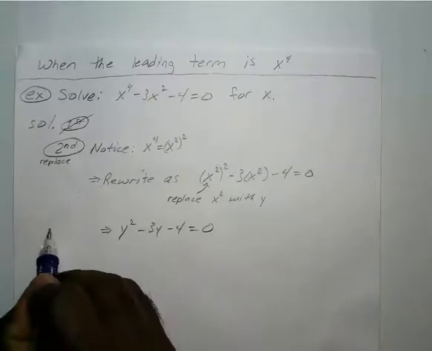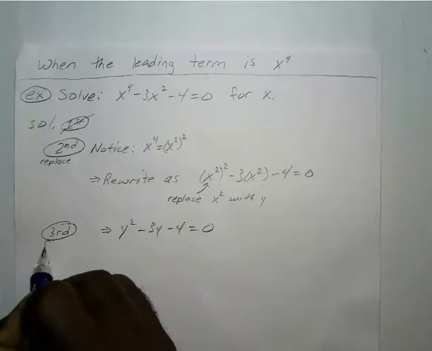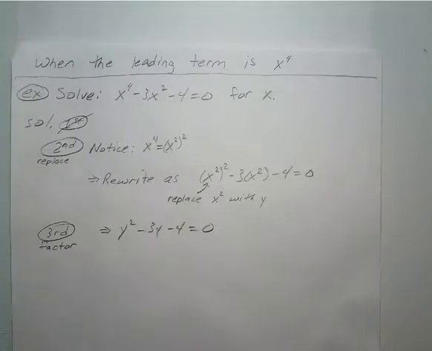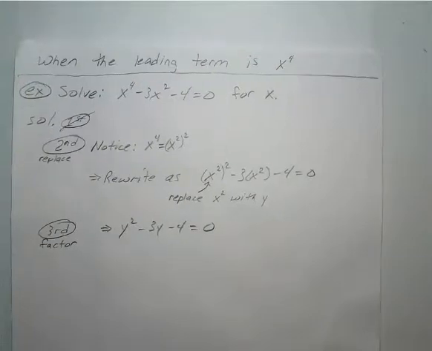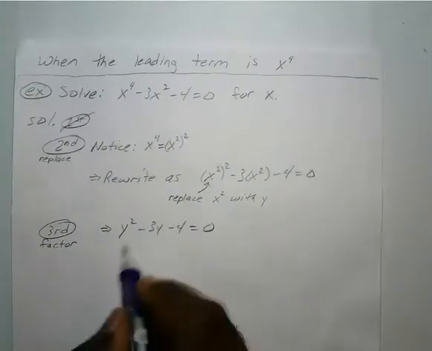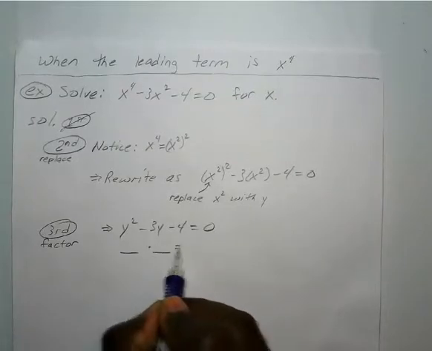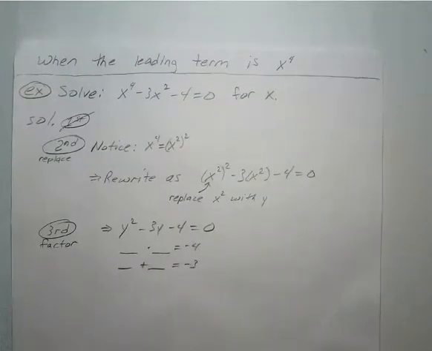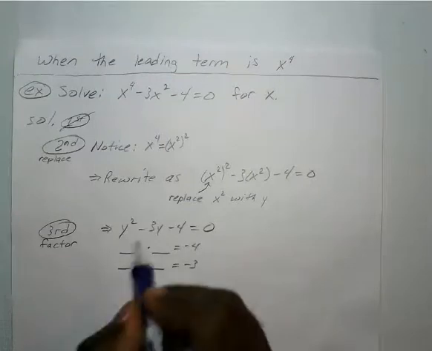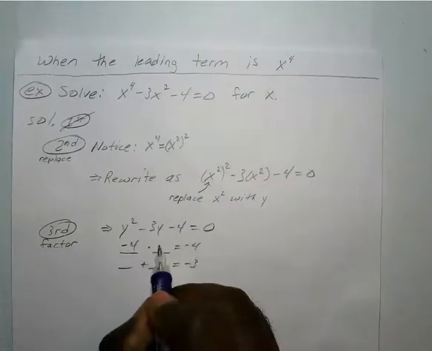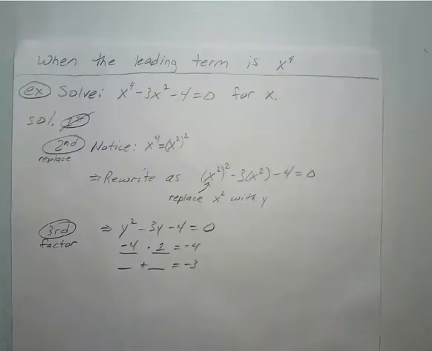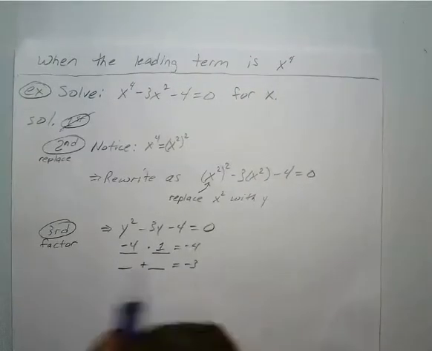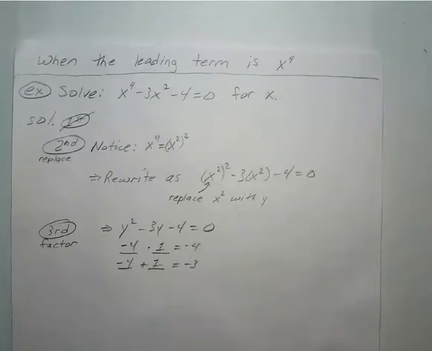Then we go to our third step, which is to factor. Again, you can use any method you want to. I'm just going to use the direct method here. We have to find two numbers that multiply to equal -4, and those same two numbers add to equal your b, which is -3. In this case, your answer would be -4 and +1. -4 times 1 is -4, and -4 plus 1 is -3.